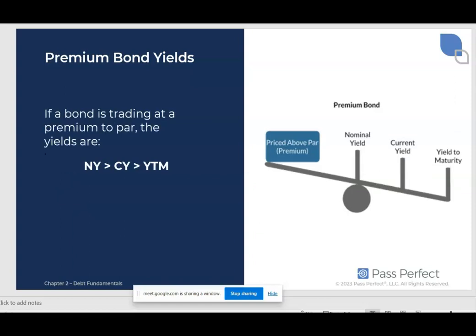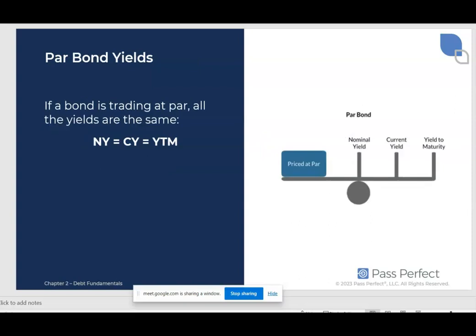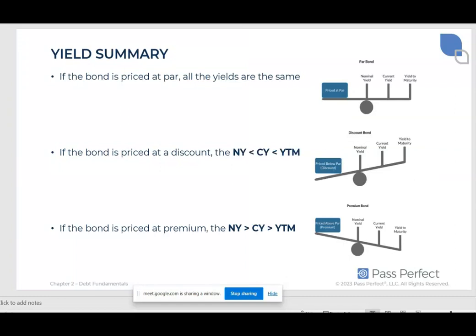The exact opposite happens, of course, if the bond is trading at a premium. The price on the left side has gone up, which means the nominal yield in the center stays the same. The current yield goes down, and the yield to maturity goes down even more than that, because of the amortization of the bond. And if the bond is trading at exactly $1,000, at par value, then the price hasn't gone up or down. Therefore, the yield hasn't gone up or down. So this looks like a flat seesaw. All right, so that's the part here. So this kind of sums things up.